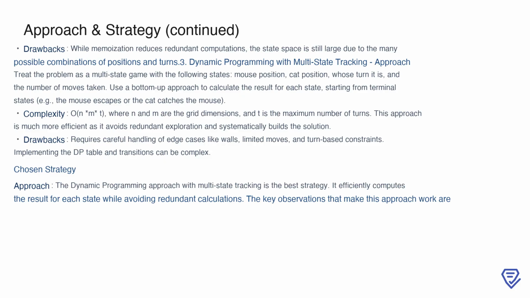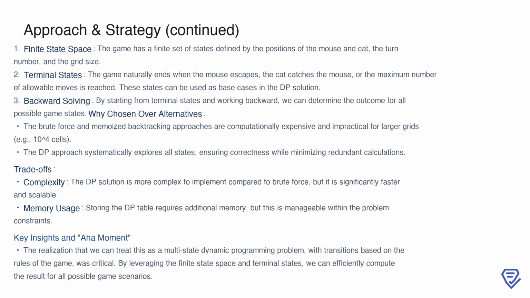However, implementing this solution requires careful attention to details like handling walls, respecting movement limits, and adhering to the turn-based rules of the game. While the approach is more complex to implement, it eliminates redundant exploration and systematically builds the solution. The dynamic programming strategy is chosen because it leverages the finite state space of the game, defined by the positions of the mouse and cat, the turn number, and the grid size.